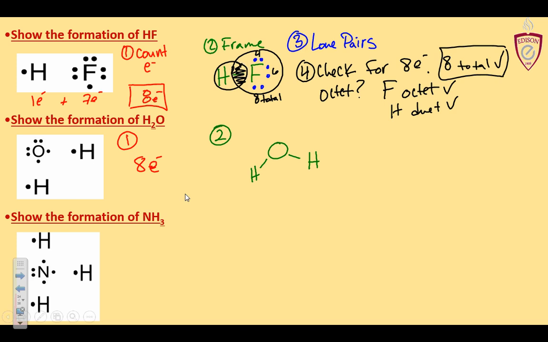That is my frame. So now we play around with our lone pairs to see if we can get to the total that we started with. Now I used 2, 4. I want to do 5, 6, 7, 8 to use up the 8 electrons that you're allowed to play with. Now let me go ahead and do step 4 and check.